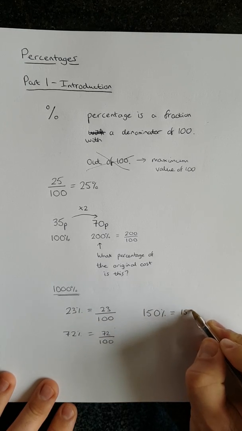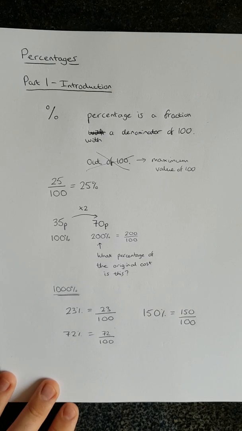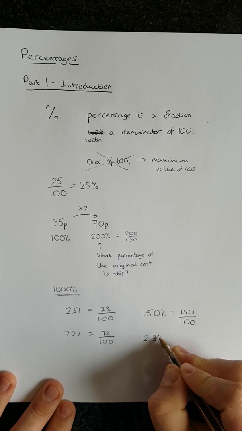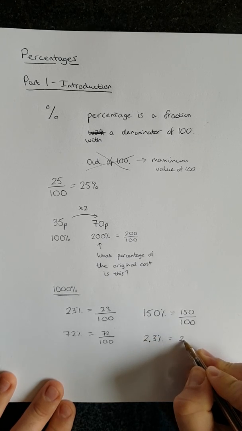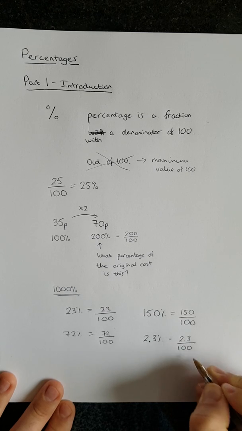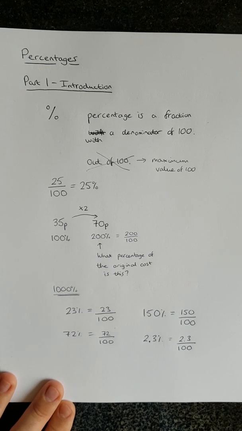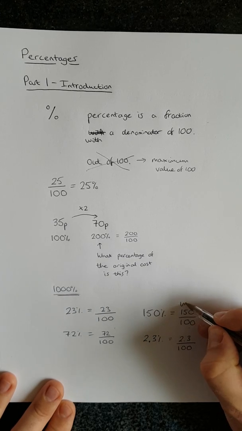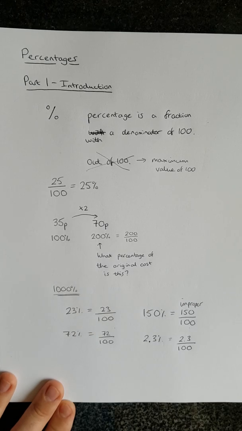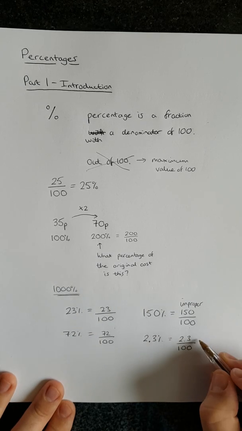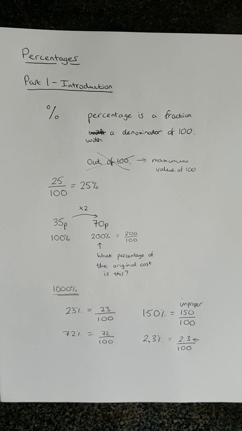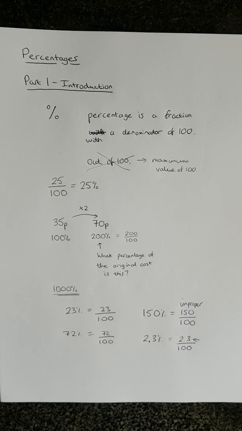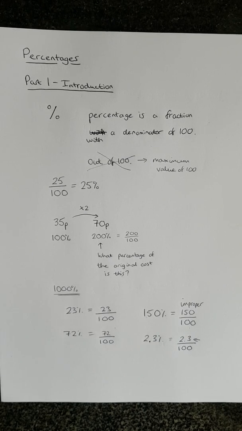150%, 150 over 100. 2.3%, 2.3 over 100. You can have a larger numerator. You can have what we called before an improper fraction if you need it. You can also temporarily leave a decimal in there. So a percentage is a fraction with a denominator of 100.